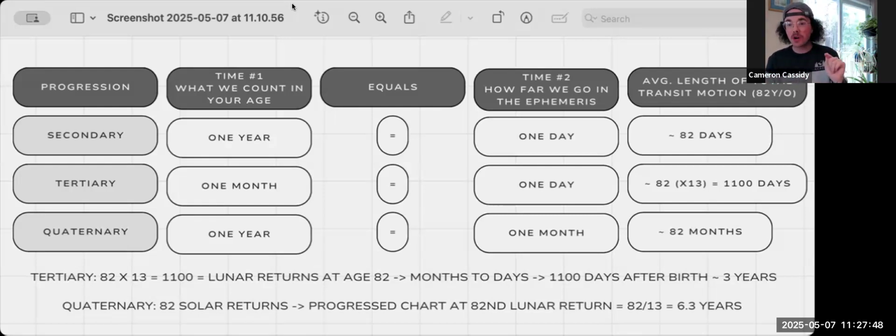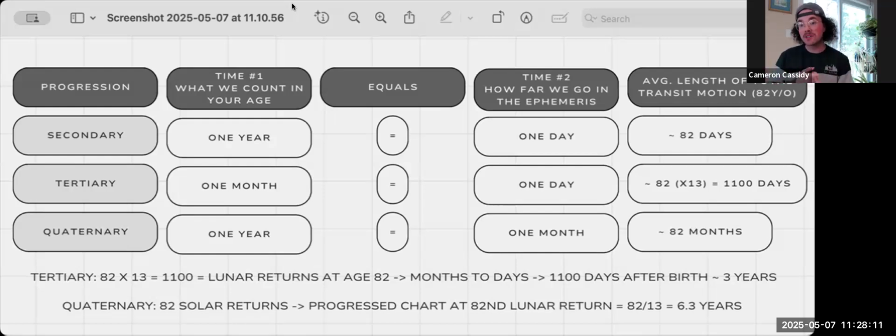So compare secondary and quaternary. Secondaries live a year, move a day. Quaternaries live a year, move a month. So it's 27 times as fast. So your ephemeris motion is going to go 82 months down if you live to 82, not just 82 days. It's going to go 82 months down, which is over 6 years of progressed time.